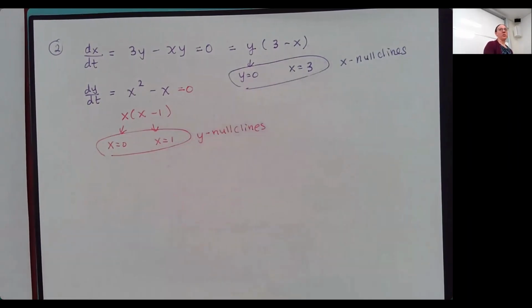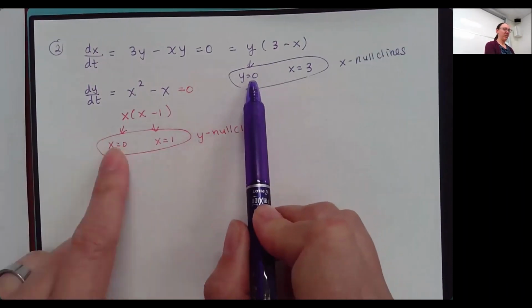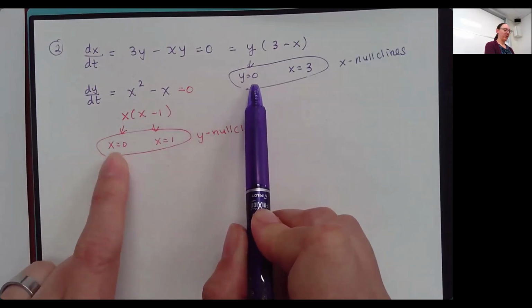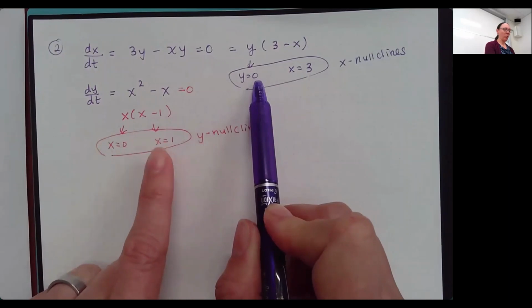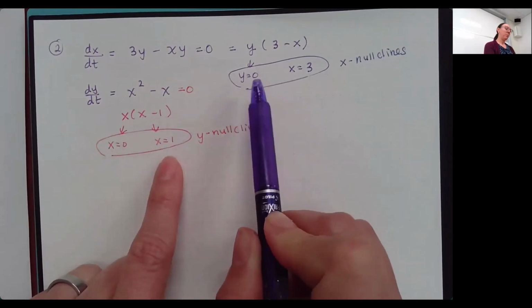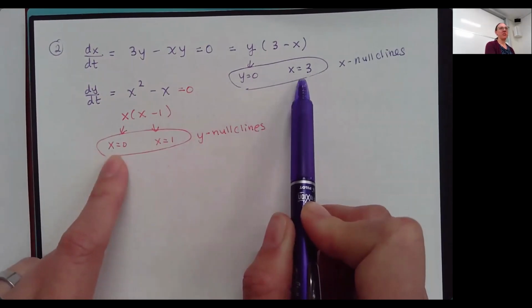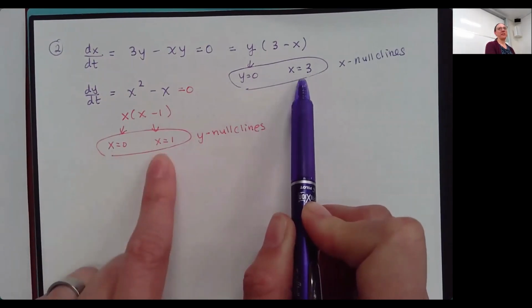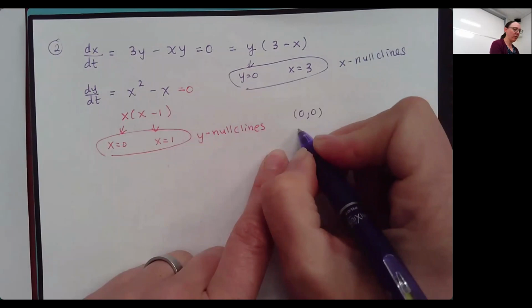What I usually do is just pick one of the two sets of null lines and pair them up with the other pieces. So if y is 0, then x could be 0. That's the point (0, 0). If y is 0, then x could be 1. That's the point (1, 0). But if x is 3, it can't simultaneously be 0, and it can't simultaneously be 1. So the only equilibria here are (0, 0) and (1, 0).